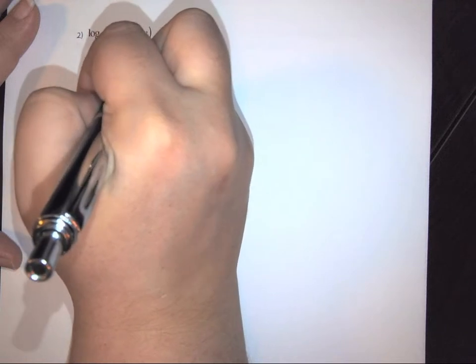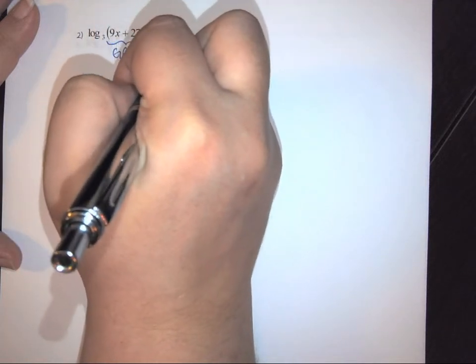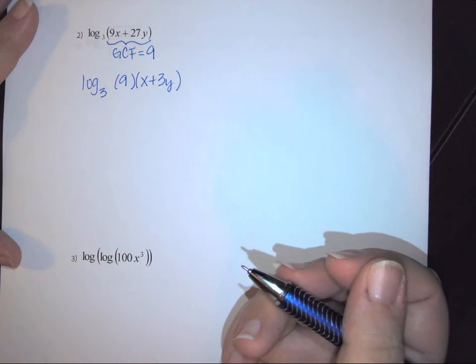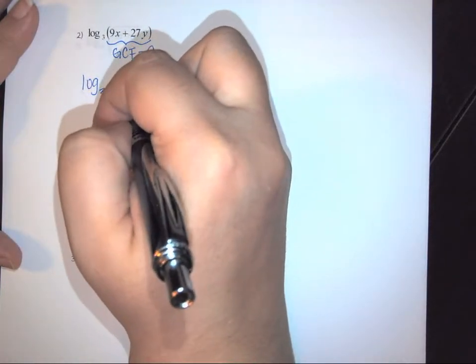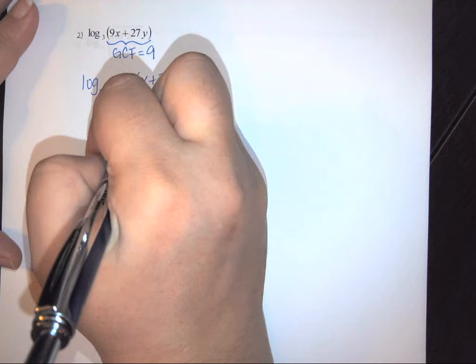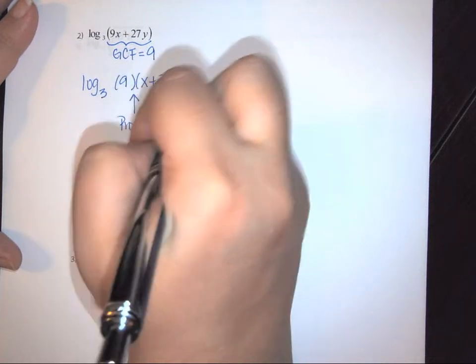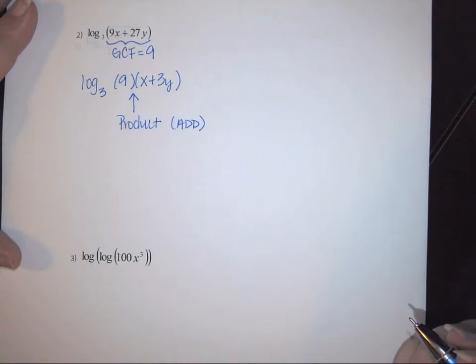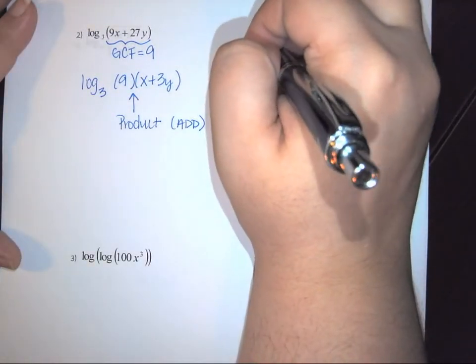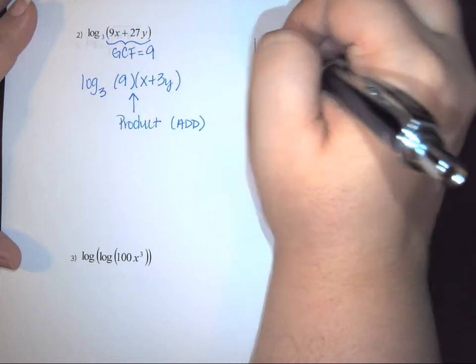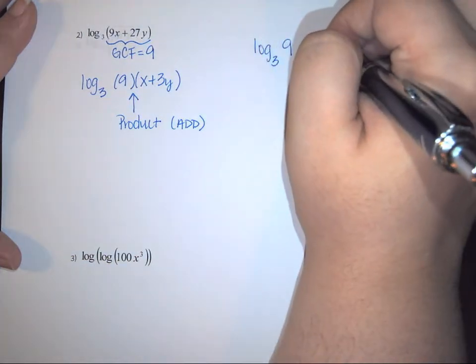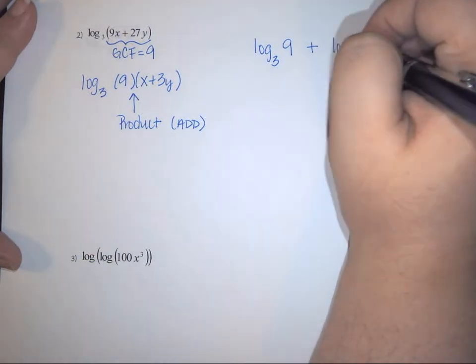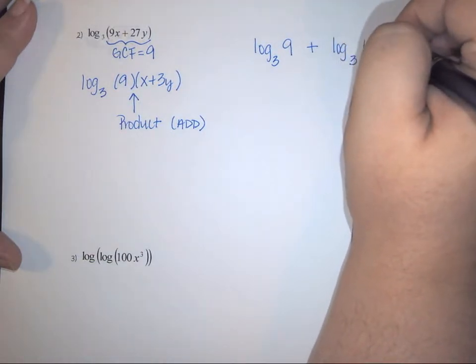And I need to rewrite. So this is actually the log base 3 of 9 times x plus 3y. This right here now is going to be my product rule, which says I need to add. So again, now I'm going to have my log base 3 of 9 plus my log base 3 of x plus 3y.